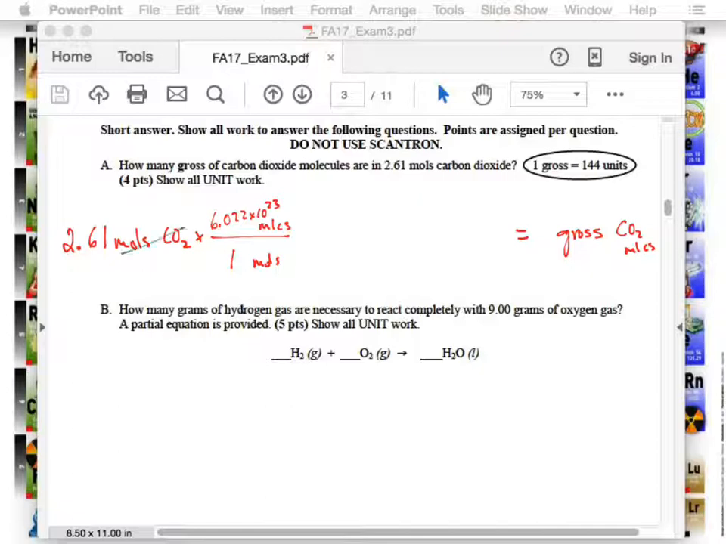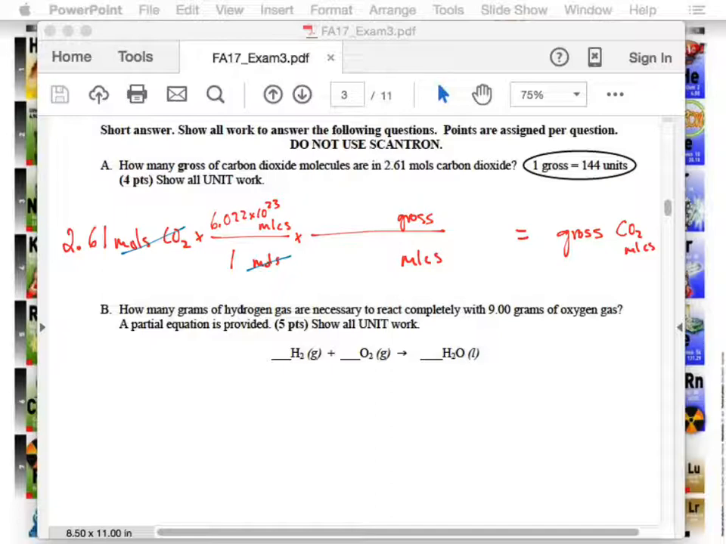What happens? The moles of CO2 cancel, and I now have molecules. Okay? I don't want molecules, so I need to get rid of that unit. What do I need to convert the molecules to? Gross. Okay? And ultimately, gross molecules. How do I find that conversion factor? Not only is it given, it's literally circled to help you with that. Okay? And that's not because I'm trying to be a jerk. I'm trying to be nice and call attention to it. Almost everybody ignores the fact that that's written there.